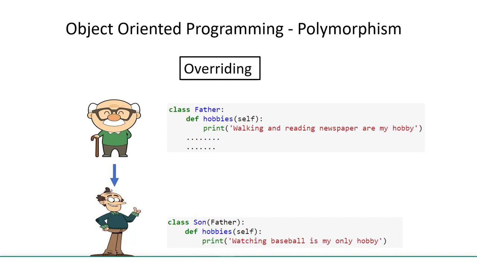Now the class son, which is inherited from the class father, also has this method called hobbies. What happens in this case is, the hobbies defined in the son class overrides the hobbies defined in the father class. So any object created using the son class that tries to invoke the hobbies method will definitely be using the hobbies method defined in the son class instead of the one defined in the father class. And this concept is termed as overriding.